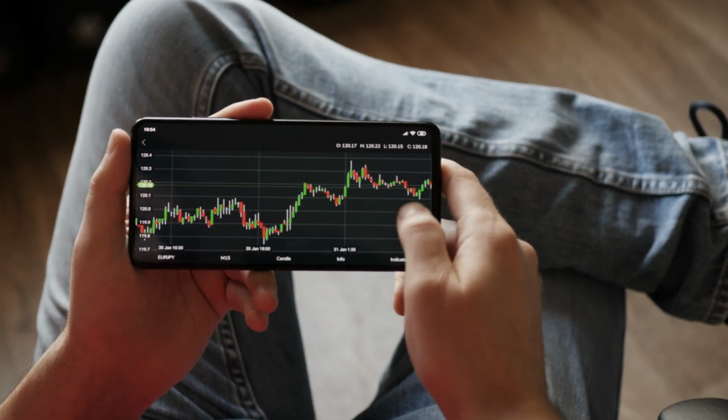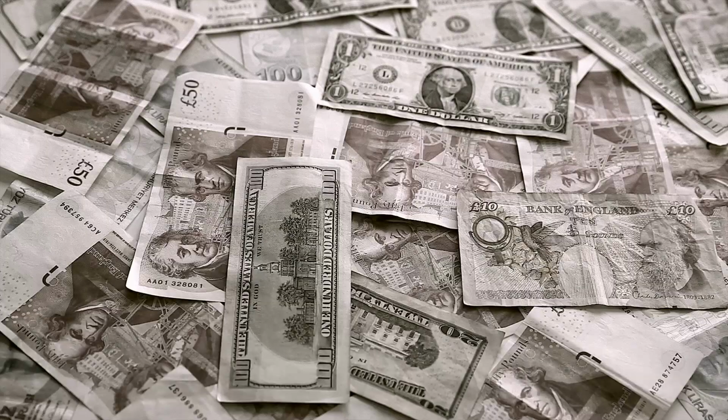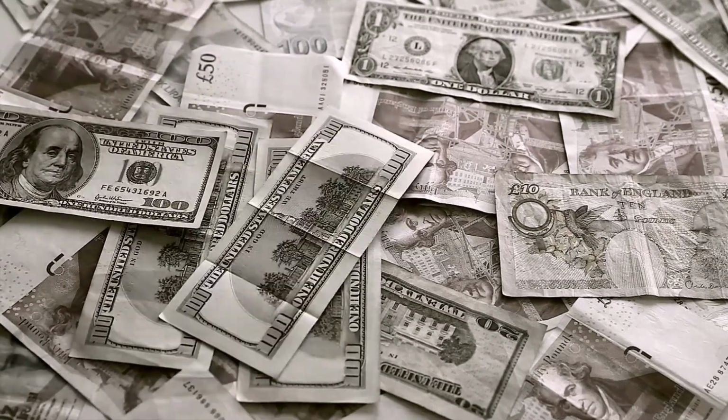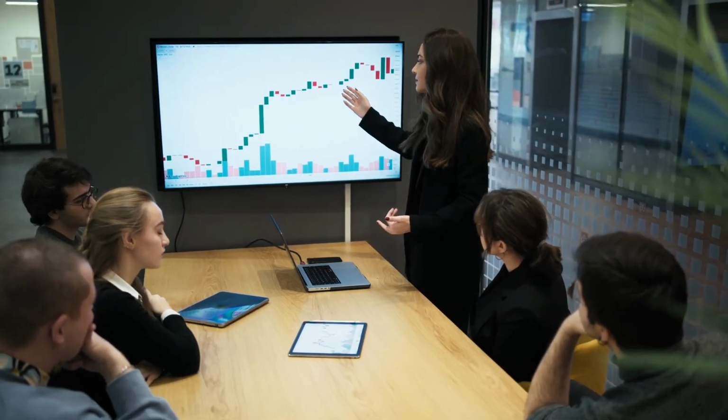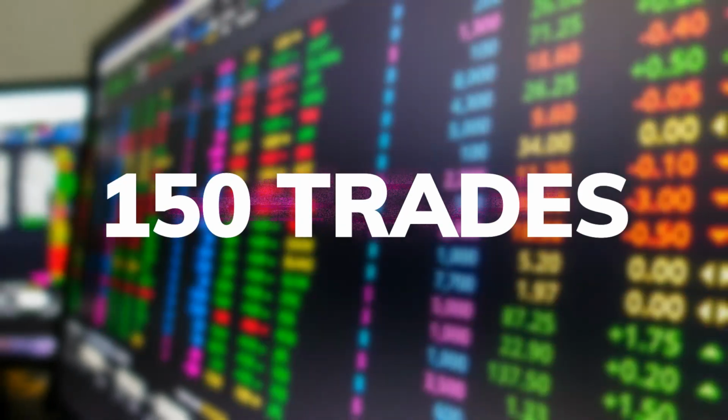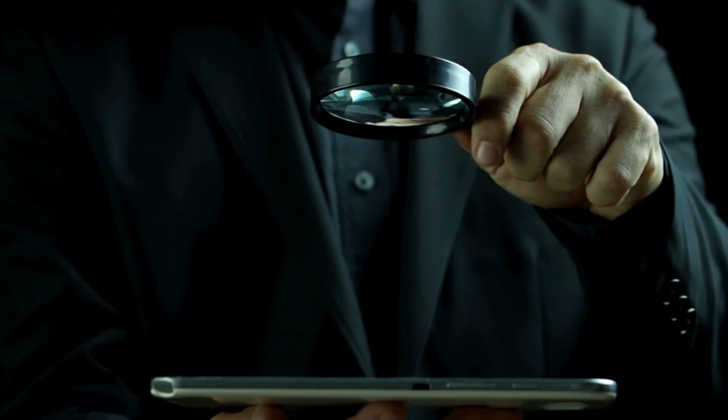Listen up, flow traders. We're all about to spill the beans on a money-making scalping strategy using two amazing and totally free indicators. Watch us put the strategy to the test with 150 real trades, and we'll show you the actual results.